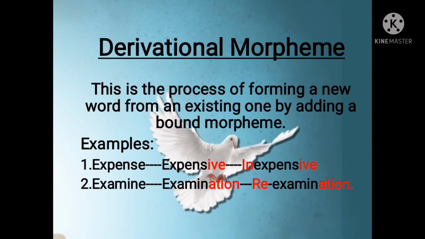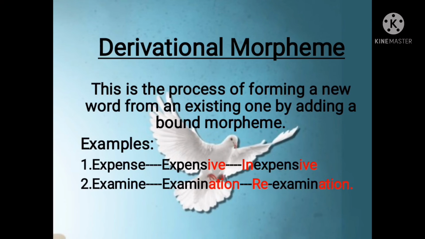So with this one, we have a word already. Then we are forming another word by adding a bound morpheme. So let me give you an example. We have expense. Expense is our word already. We want it to become derivational. So let's add our what? Our bound morpheme, which is -ive, which makes it expensive. Do you understand? Expensive.